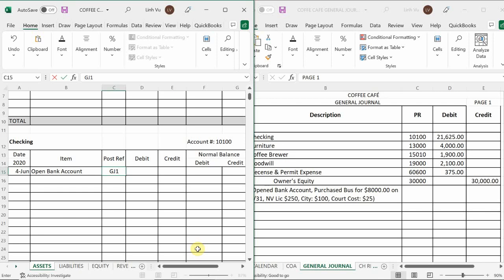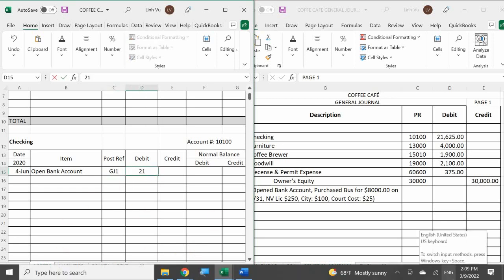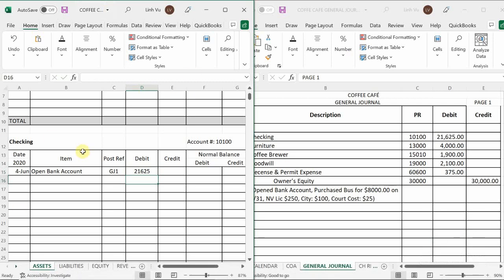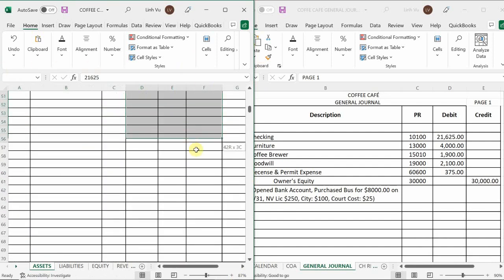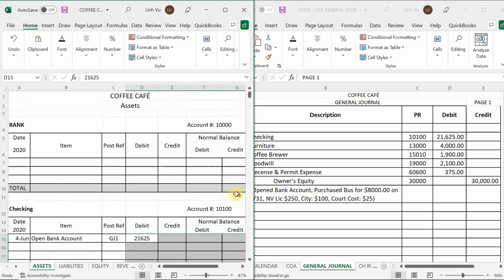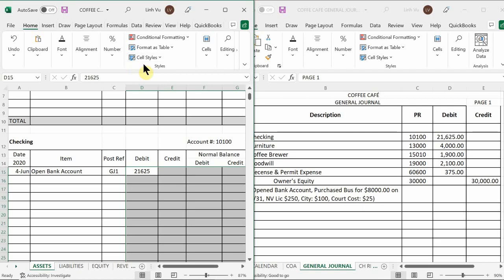So in this case, I debited my account by 21,625. Okay. Format it how you like to format it. Again, it's up to you what you want to do. So what I like to do is go down to the very bottom of this table, try to highlight as much as I can, and format this to be comma style because I don't like to see too many dollar signs, because you can mistake a dollar sign for a 5 or something.